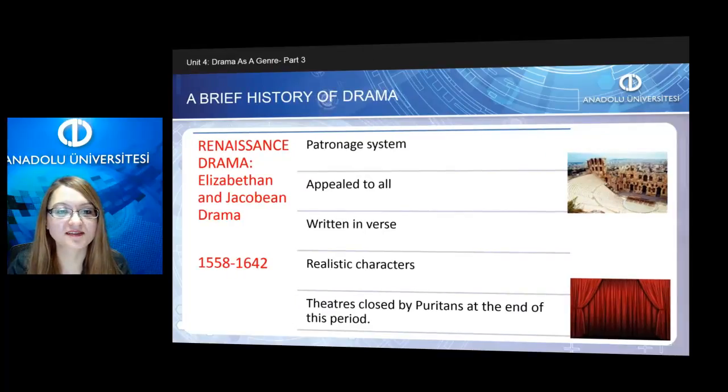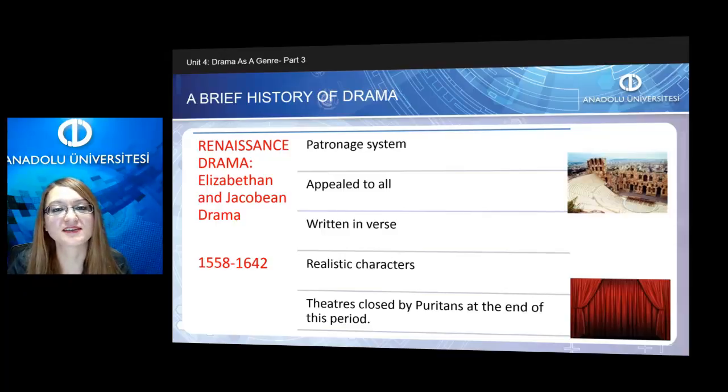The next period is the Renaissance period, Elizabethan and Jacobean drama. In Jacobean drama and Elizabethan drama, patronage system was very important. In the patronage system, all the theater companies had to be supported by a wealthy person in order to be able to perform. Drama in this period appealed to all people from the upper classes to the lower classes.